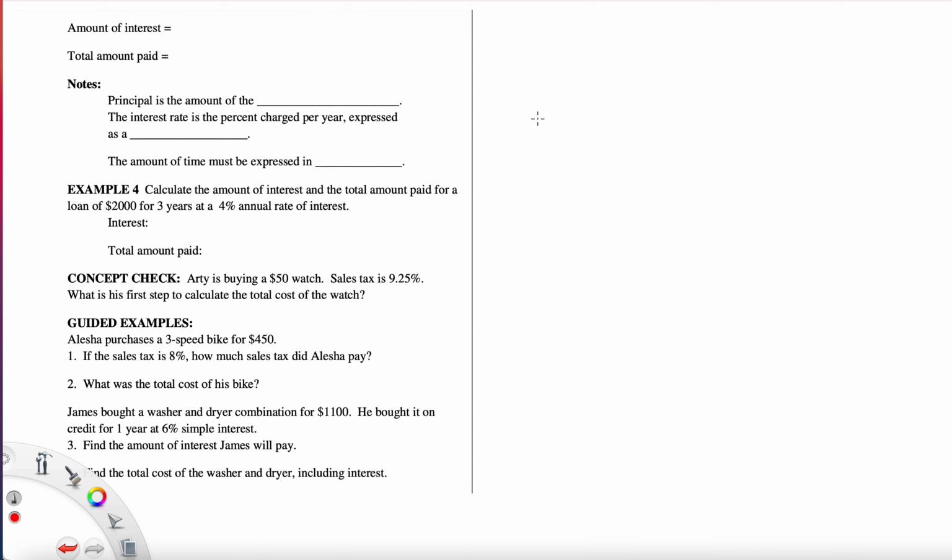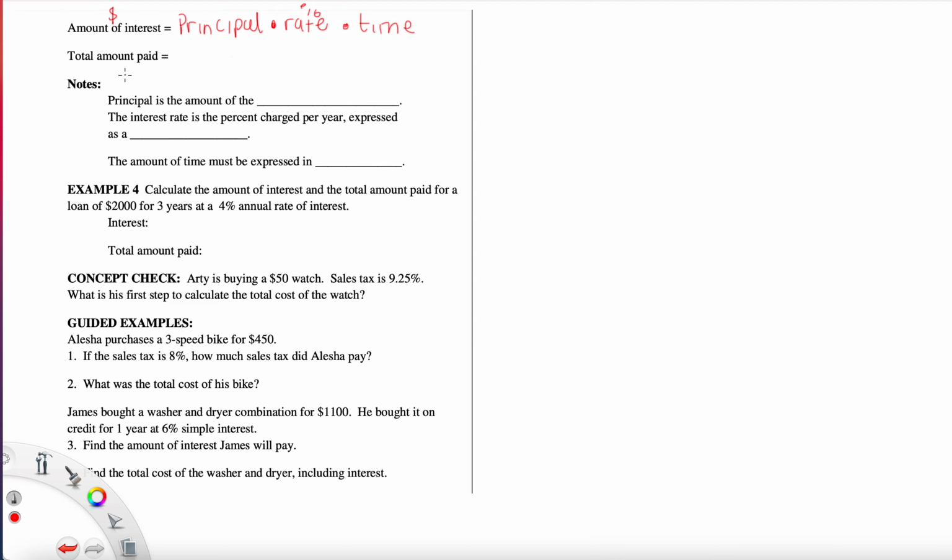Okay, now we will calculate interest. This is simple interest. The amount of interest will always equal your principal, which is really what you put into the bank or what you borrow, times your rate, which will be an interest rate given to you as a percent, and we are looking for this interest in a dollar amount, times your time. Your time must be in years.